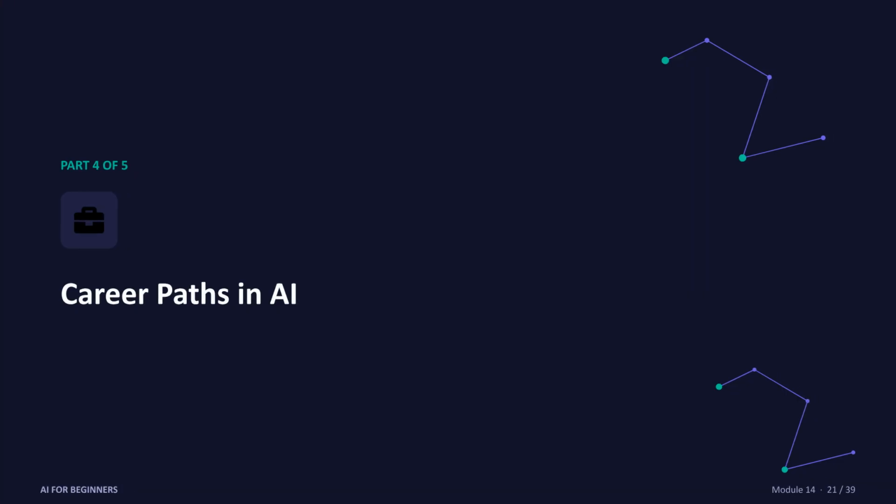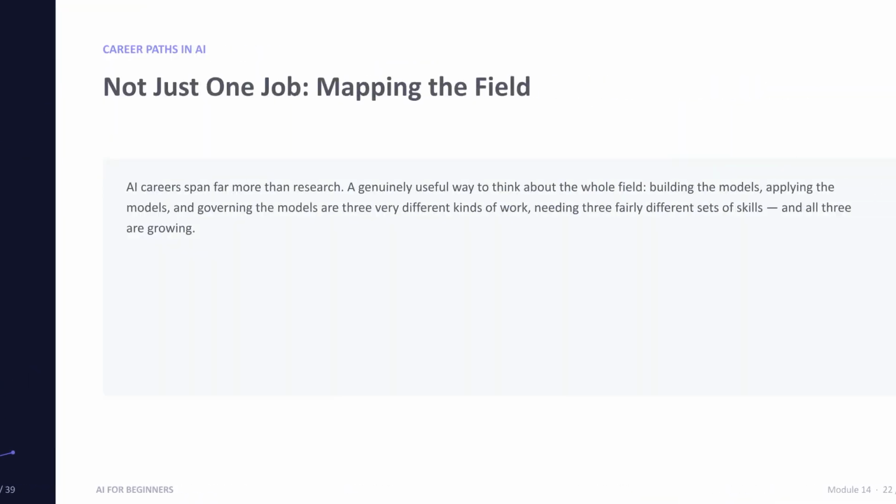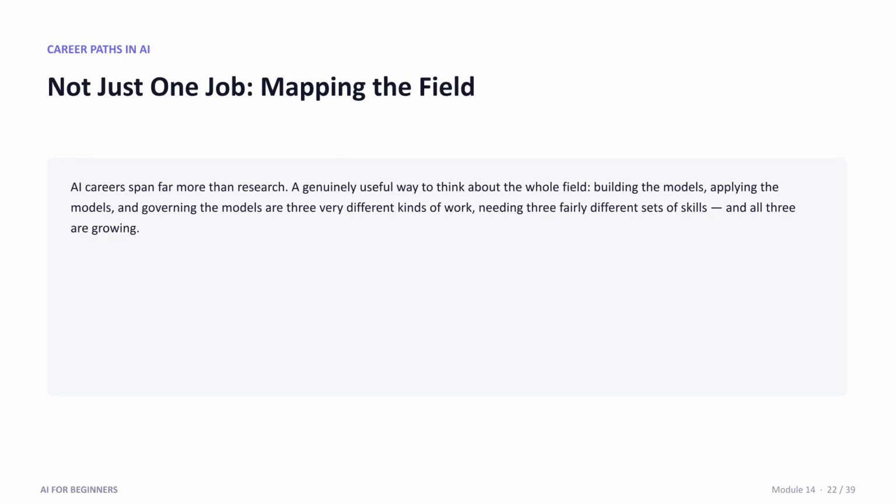We now move to Part 4. Career paths in AI. The field is far broader than just working at an AI laboratory, and understanding the true landscape of roles is the first step toward finding your own path. AI careers are diverse. A helpful way to frame the field is through 3 main categories: building the models, applying the models, and governing the models.